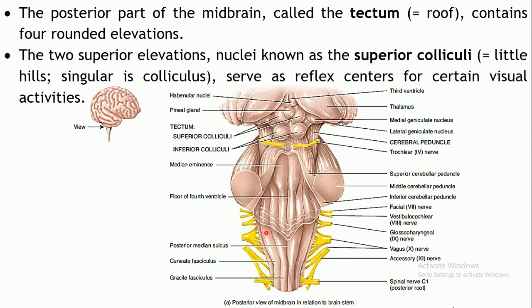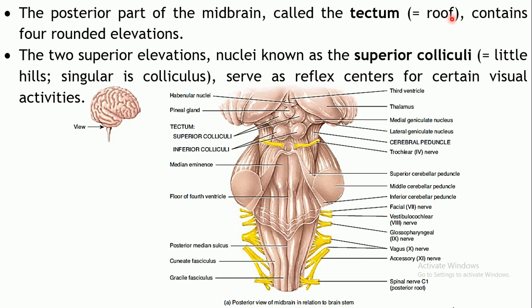Now if you look at the posterior side of the midbrain, that's your midbrain, right? That's the spinal cord, the medulla, pons and the midbrain. So if you look at the posterior aspects, it consists of something called the tectum.